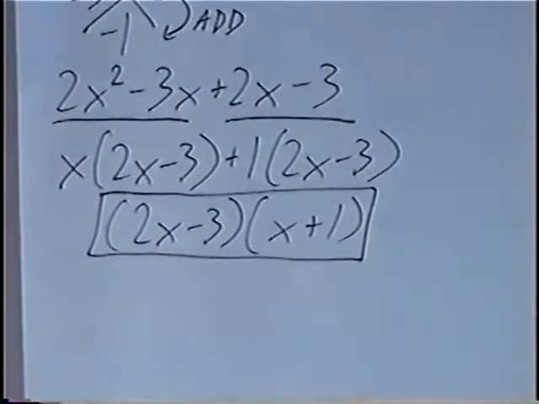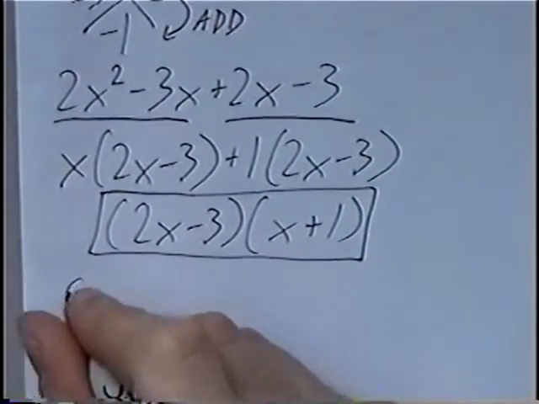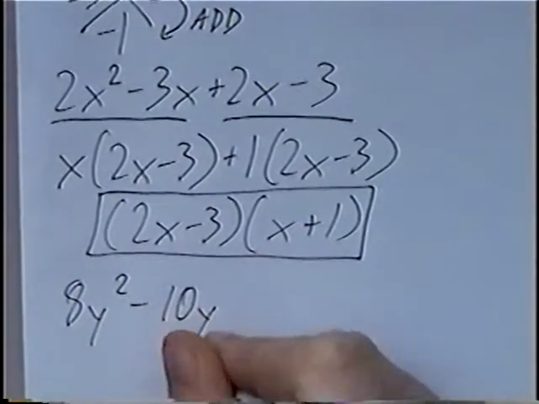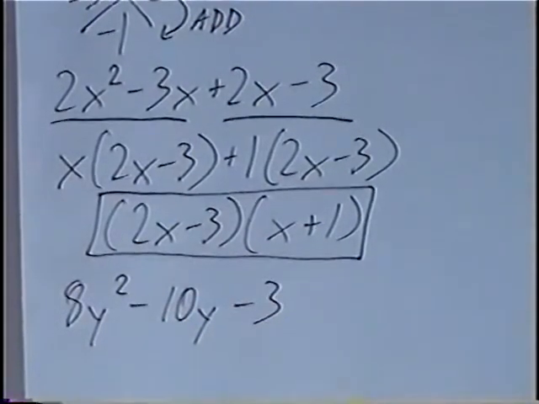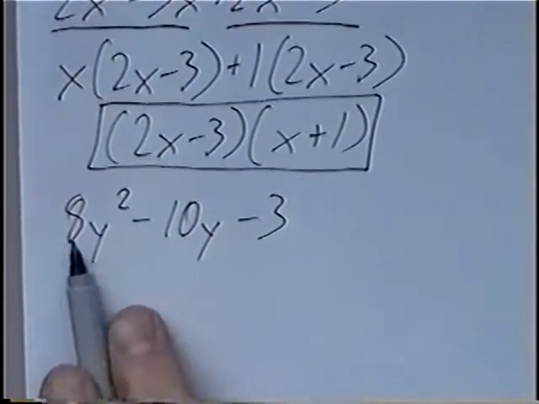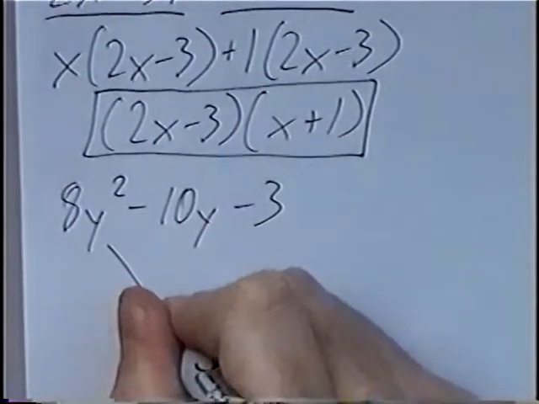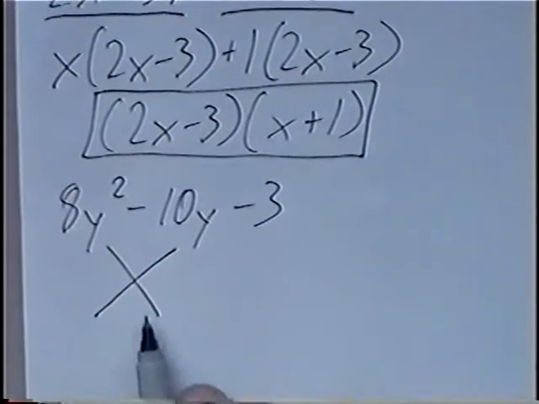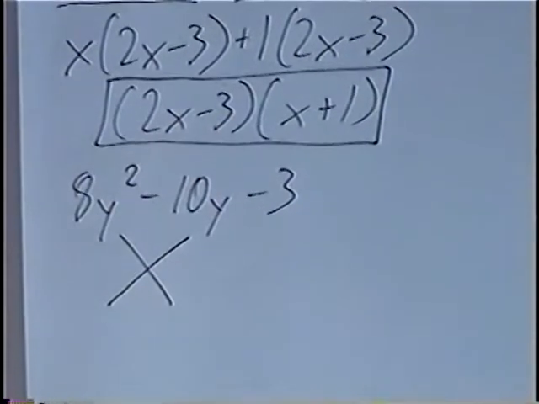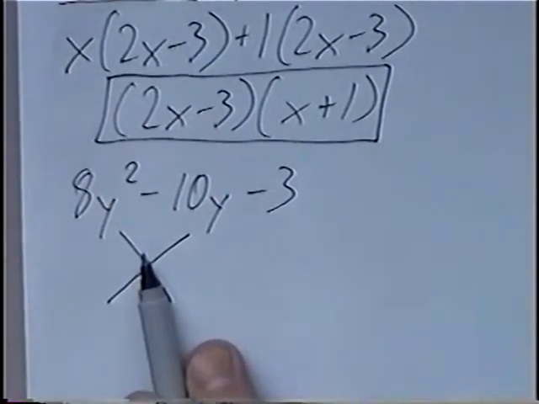Second question, and last question for the section. 8y squared minus 10y minus 3. Again, factoring when you have a coefficient in front of the variable squared, we can start by using the diamond or x method, but we'll solve the question with factor by grouping. And again, the negative 3 does not go on top of the x.